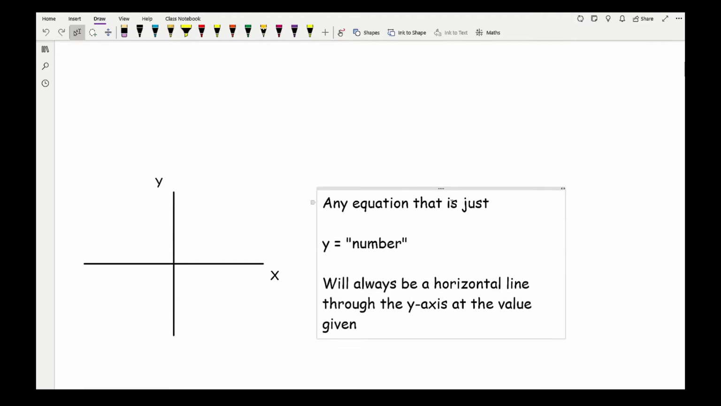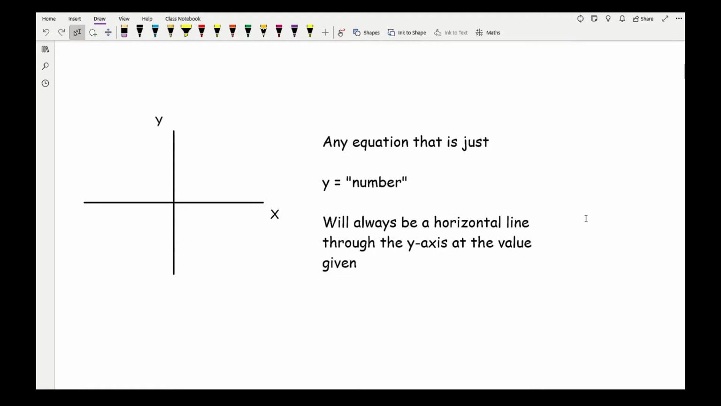So when you've got an equation which is just y equals a number. So for example, let's have y equals 8 or y equals minus 5, let's say, y equals 6 or y equals minus 2.5. Now with this, it's always going to be a horizontal line, so it's going to be going from left to right, and it'll be going through the y-axis through the point given.